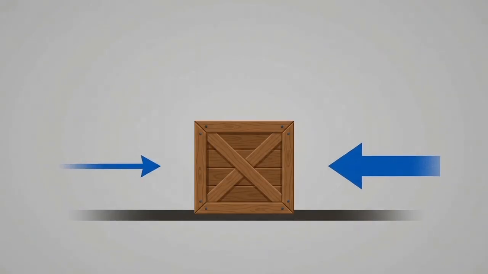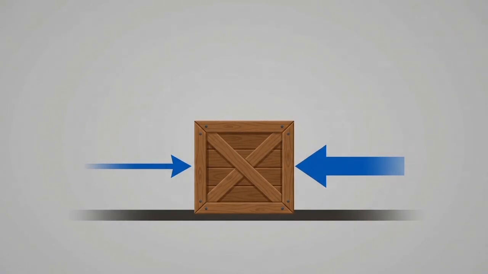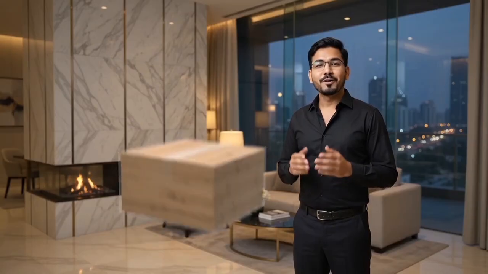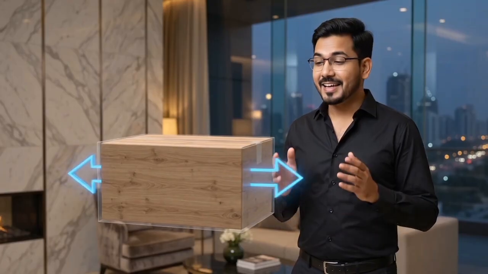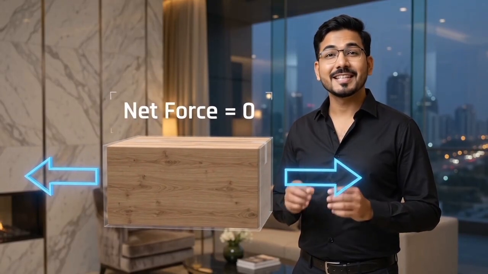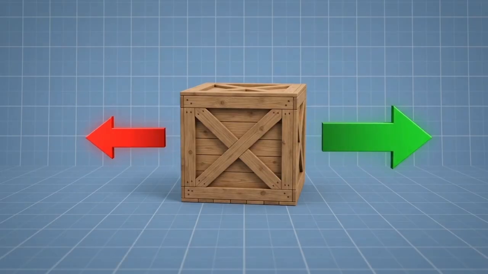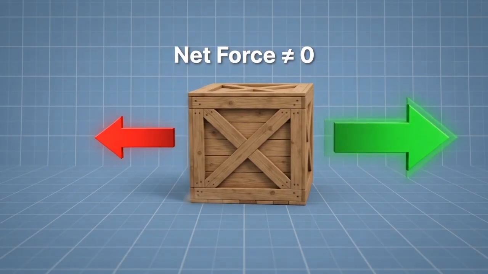Usually, more than one force acts on an object. The combined effect of all these forces is called the net force. When forces are balanced, the net force is zero. Therefore, the object has no acceleration. When forces are unbalanced, the net force is not zero, so the object accelerates in the direction of the net force.